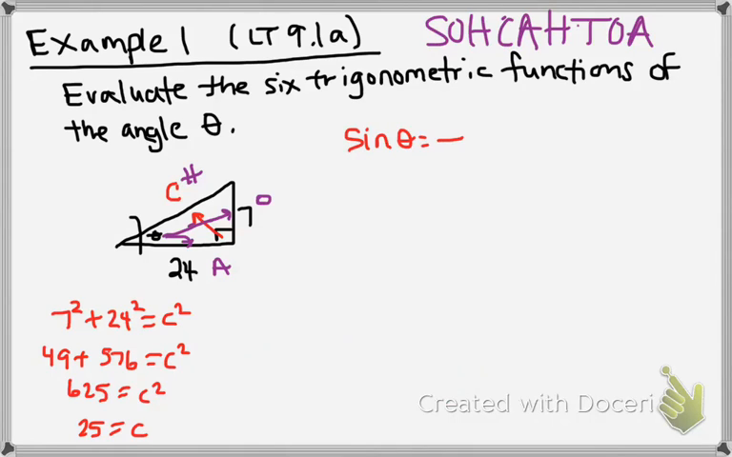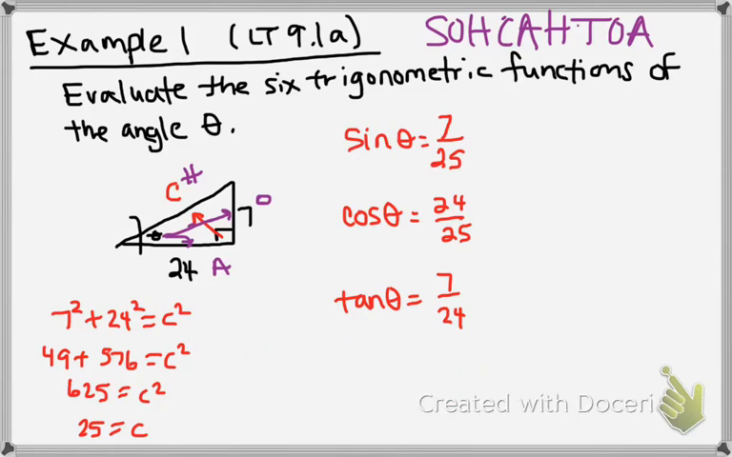Because now the sine I know is opposite over hypotenuse. So if I look at that on my triangle, my opposite side is 7. My hypotenuse we just found to be 25. So the sine of theta is 7/25. But I still need to find the other 5. So the cosine is adjacent over hypotenuse, or 24 over 25. And then the tangent of theta is opposite over adjacent, so 7 over 24. And now I need to do the reciprocal functions.